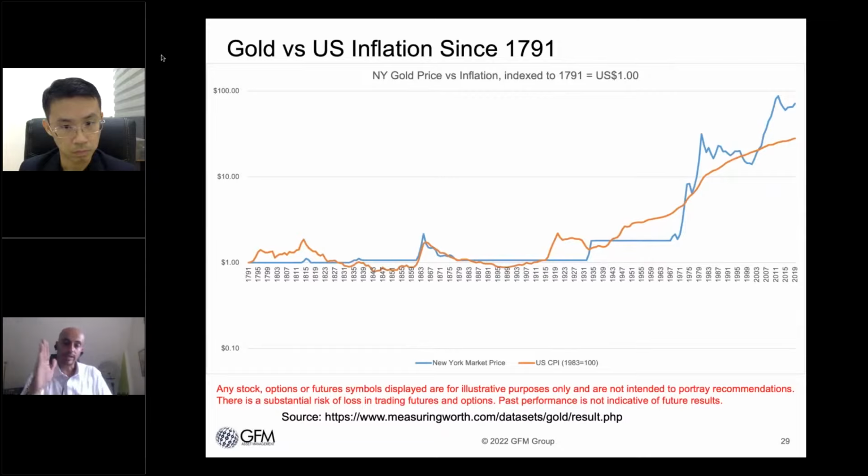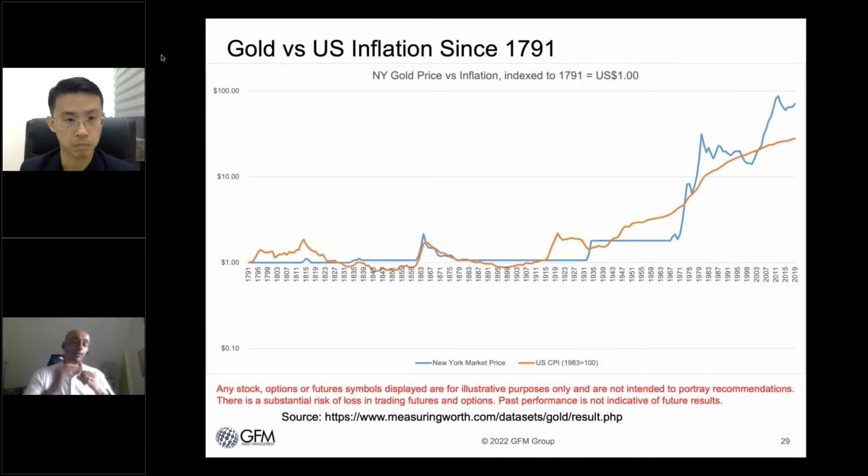Obviously, you notice one spike around 1865 when the US was involved in a major war. And then you saw, again, a rise in prices from World War I to the beginning of the Great Depression in the 1930s. That was why FDR confiscated gold from Americans and revalued gold from $20 an ounce to $35 an ounce. So that was that big jump that you saw in 1934.